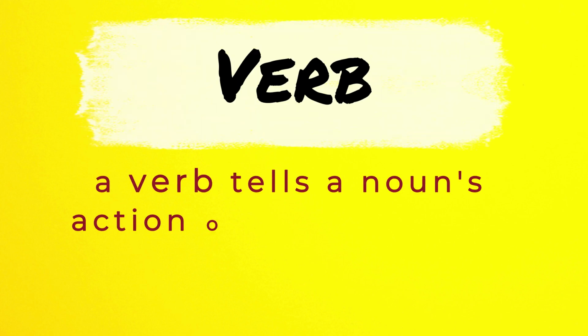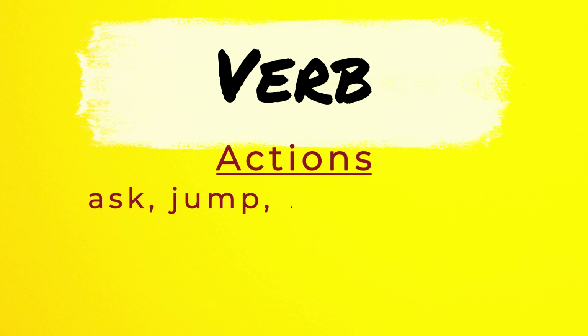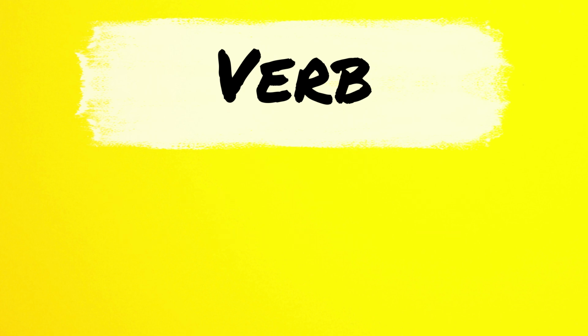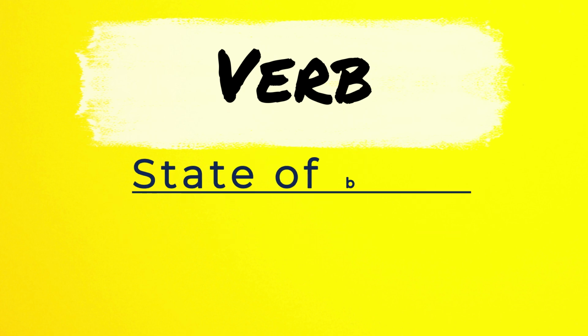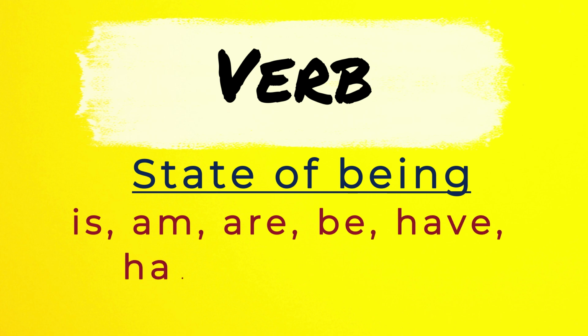Verb. A verb tells a noun's action or state of being. Actions are jump, think, want, run, dance, eat, fix. State of being is, am, are, be, have, has, was, were.